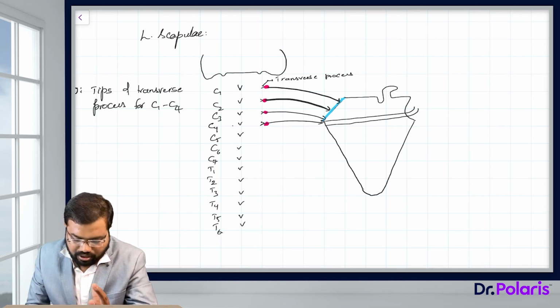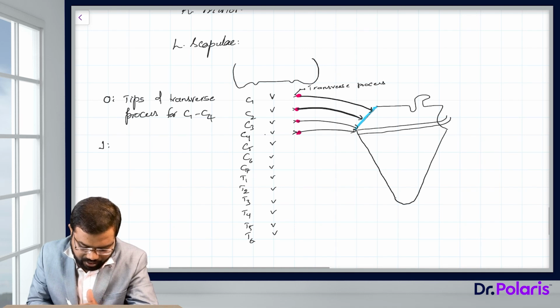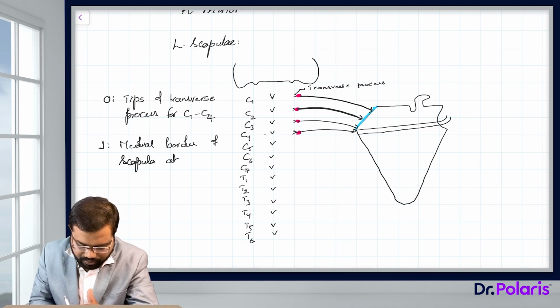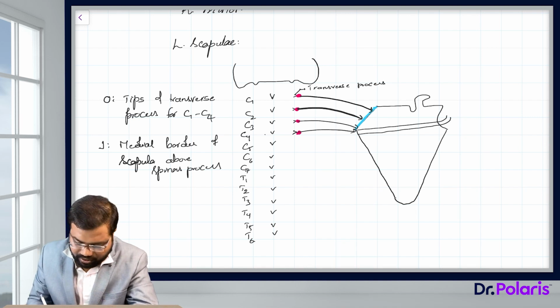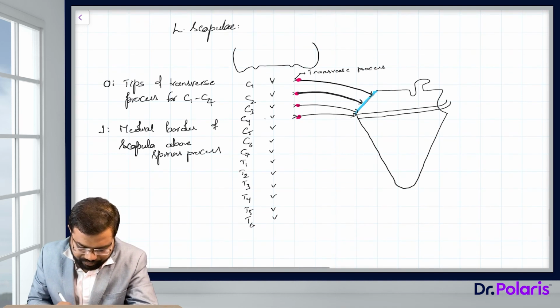So this is the origin and insertion: the medial border of the scapula above the spinous process. Now, where is the nerve supply? What is the nerve supply for the levator scapulae? It is C3 and C4 direct branches.